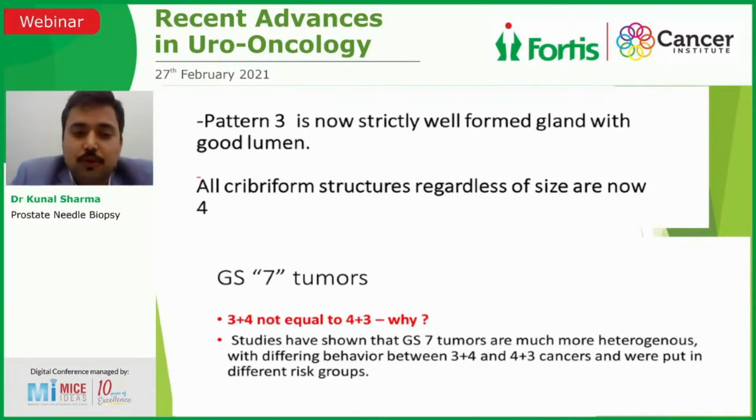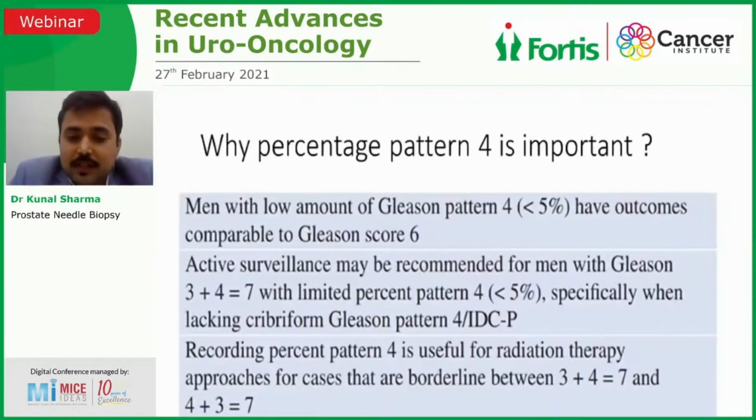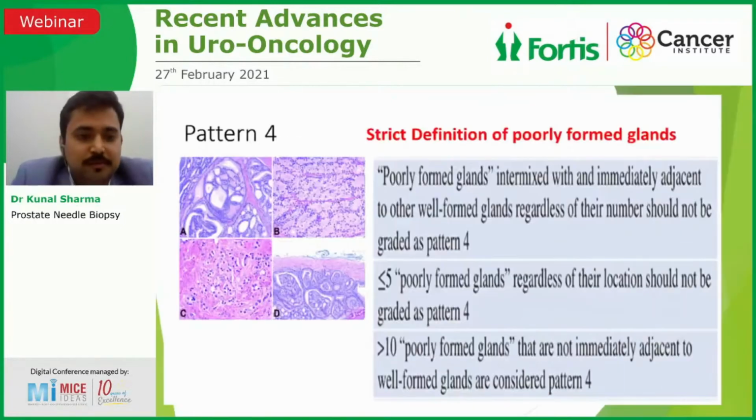Why is 3 plus 4 not equal to 4 plus 3? Studies have shown that the percentage of pattern 4 has a major role to play in cases of recurrence. So if we have a Gleason pattern 4 which is less than 5%, the outcomes are almost comparable to a total score of 6. Whereas with Gleason pattern 4 of more than 5%, the surgeon has to be really meticulous because the chances of recurrence are high if we are not very good.